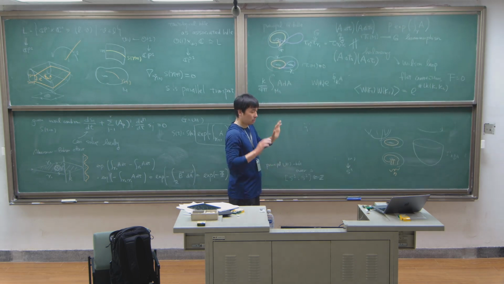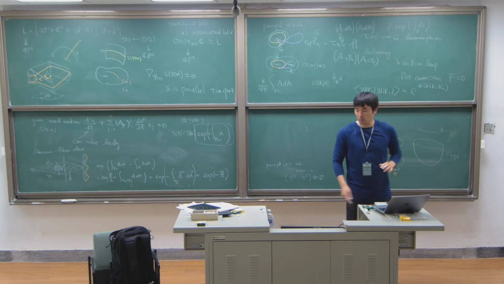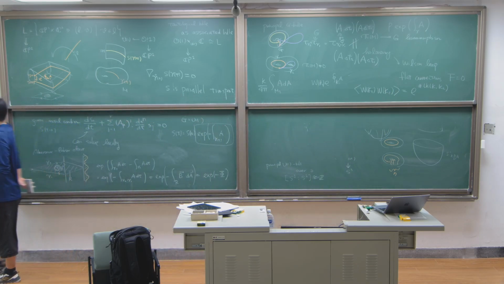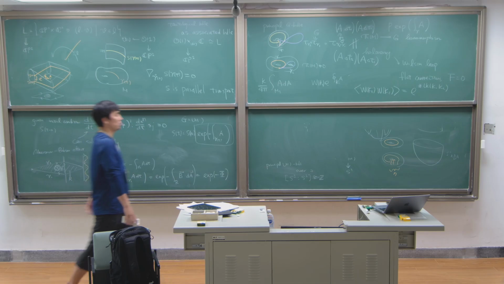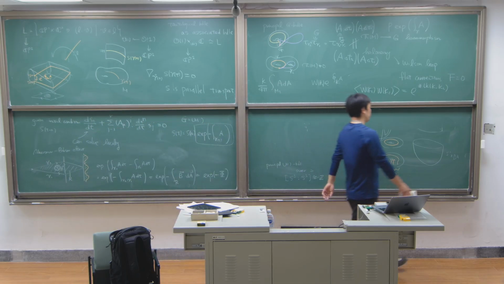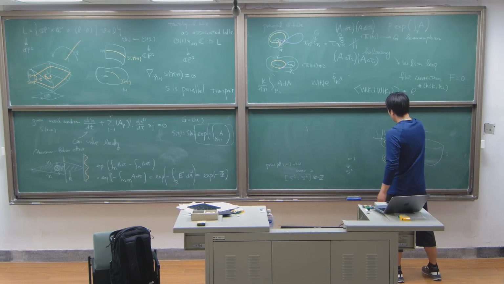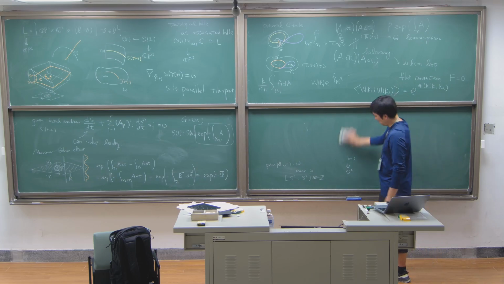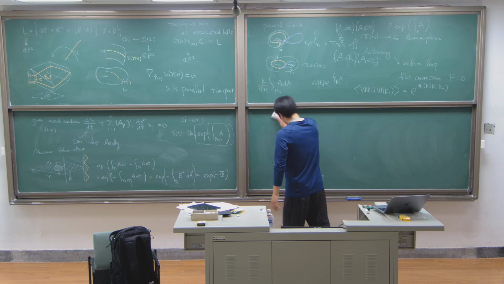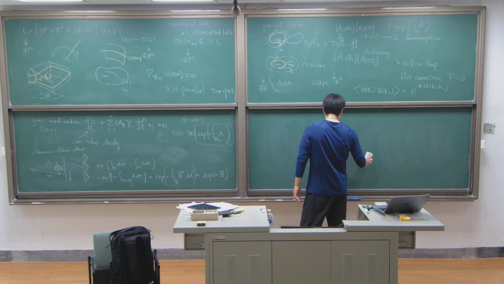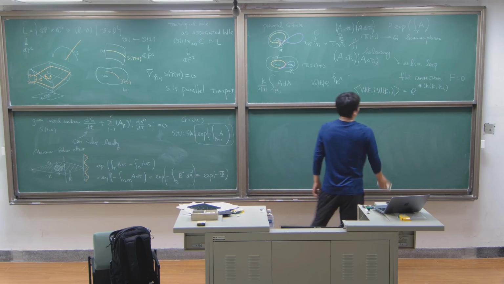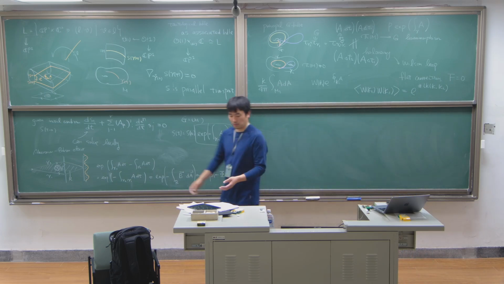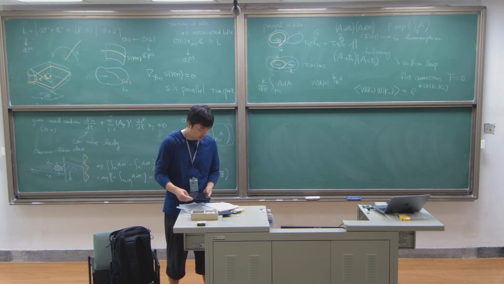But in any case, this parallel transport appeared to define the so-called Wilson loop, and also the so-called flat connection. A lot of it. Any questions at this moment?